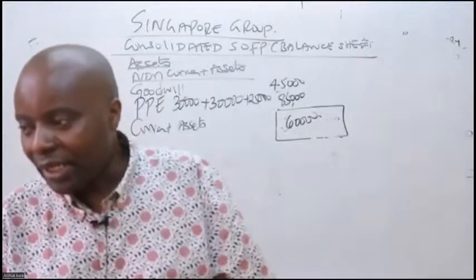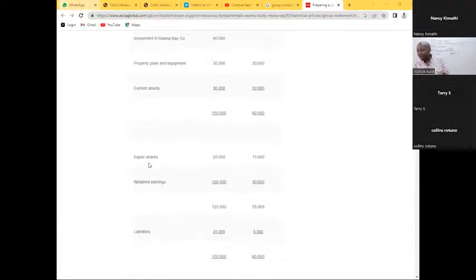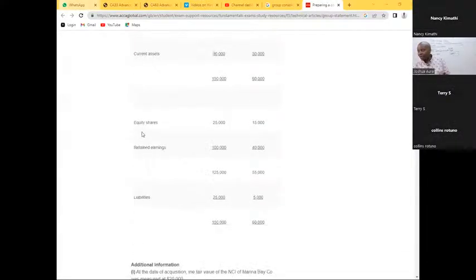So after that, now we go to the next item. The next item here is called equity and liabilities. Just continue, we'll be able to create other rows later. So give us equity and liabilities. Under equity and liabilities, we are starting with the ordinary share capital.